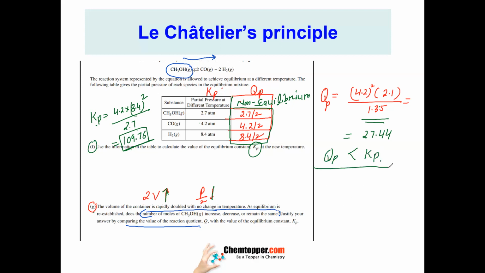Then explain, if QP is less than KP, it means reactants are more, product is less. So it will go in the direction of products, which means to the right, which we already have understood, why it is shifting to the right. We were already saying it will shift to the right. Why? Because we are decreasing pressure. So it will go in the direction of high pressure. Is it okay?